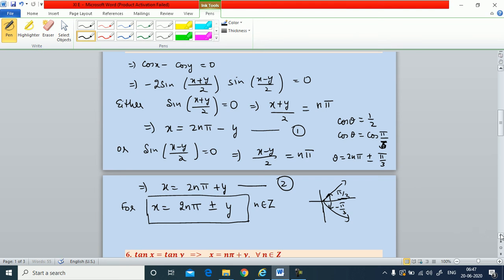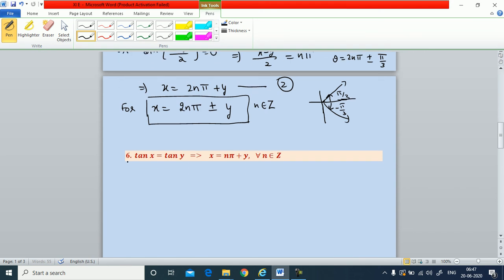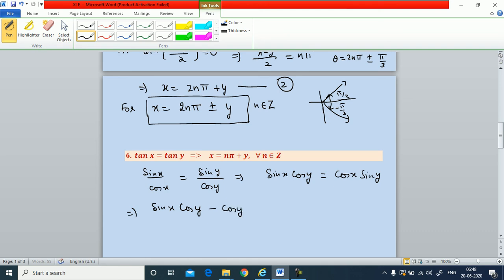Now quickly taking one last one. If tan x is equal to tan y, we'll simplify it fast. Tan x can be written as sin x over cos x. Tan y can be sin y over cos y. If we cross multiply both the sides, we get sin x cos y is equal to cos x sin y. And shifting this to the left side, our equation reduces to sin x cos y minus cos x sin y.